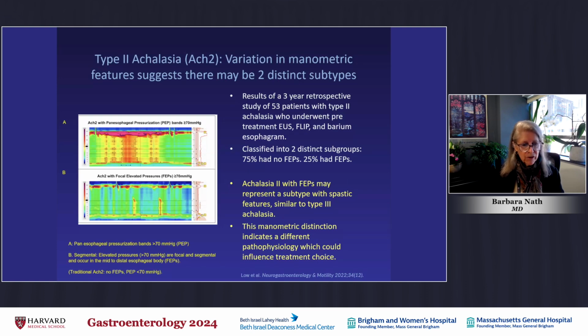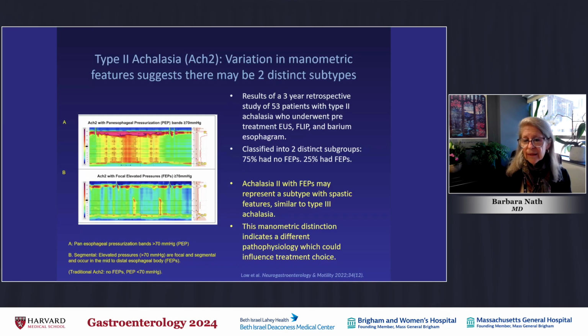segmental elevated pressures. So these are focal elevated pressures, as you can see in this diagram, usually in the distal and in the mid esophagus or the distal esophagus. This is never seen typically in a standard achalasia 2 patient. Some of them also, the ones that don't have focal elevated pressures, will have panesophageal pressurization bands, but the bands are greater than 70 millimeters of mercury.